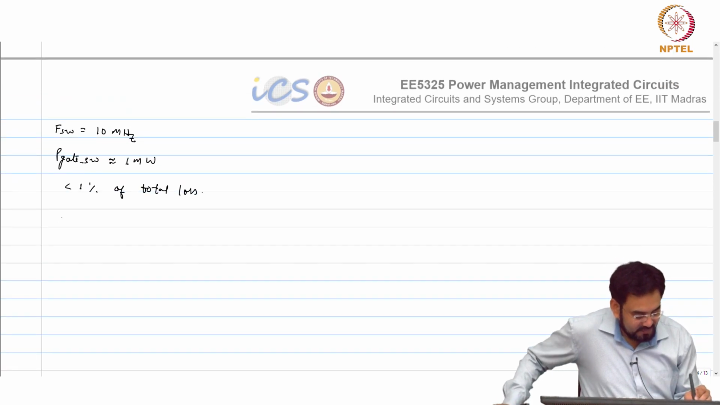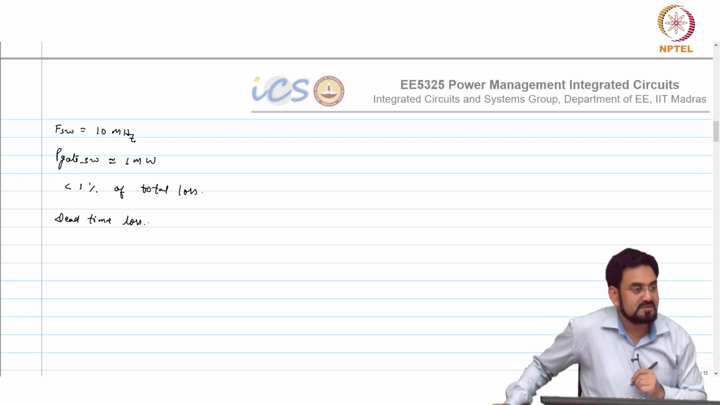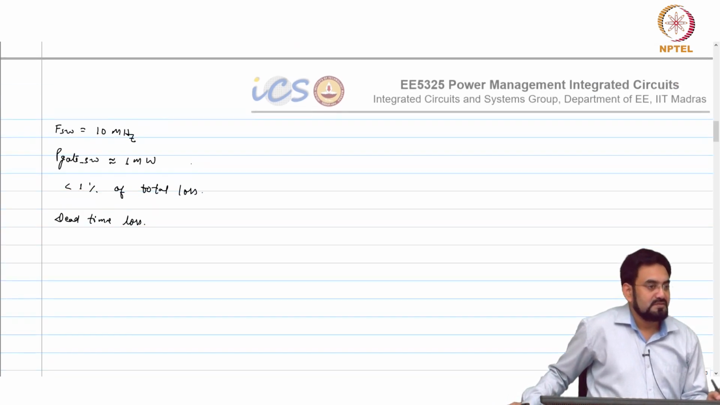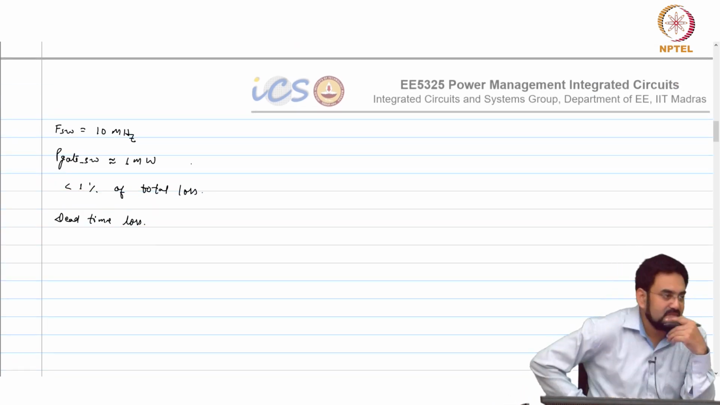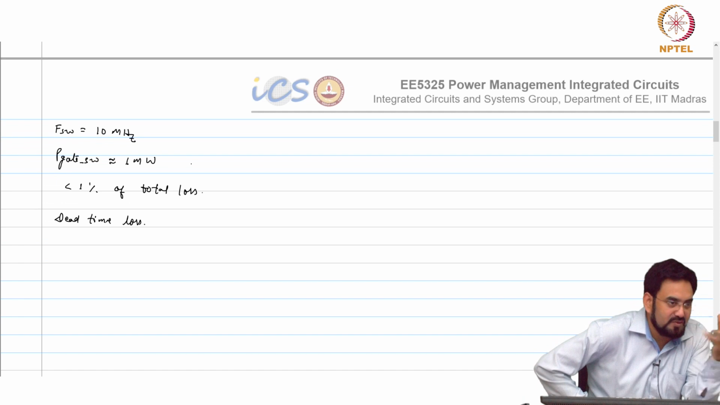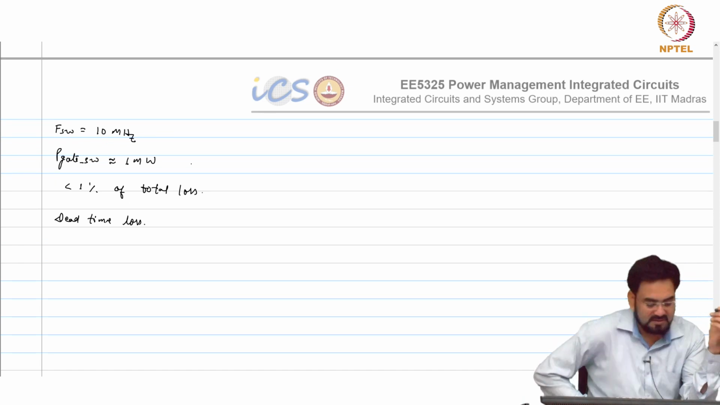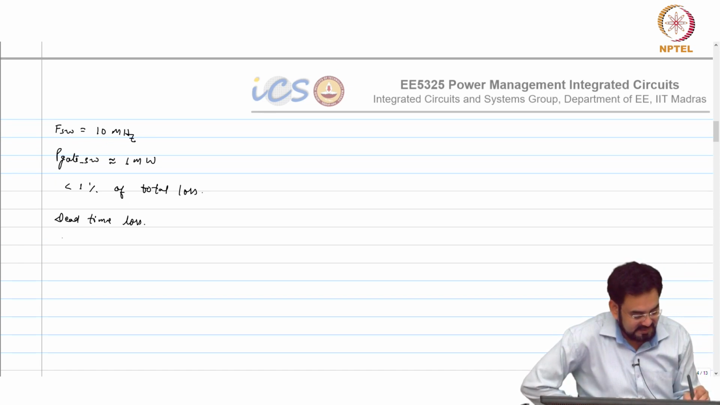So, dead time loss. So, let us say I keep dead time, usually you keep 1 to 2 nanosecond kind of thing. So, let us say T dead equal to 2 nanosecond, okay, and FSW equal to 1 megahertz.